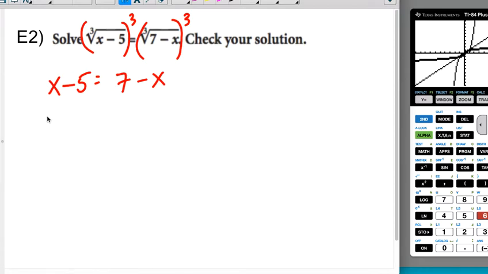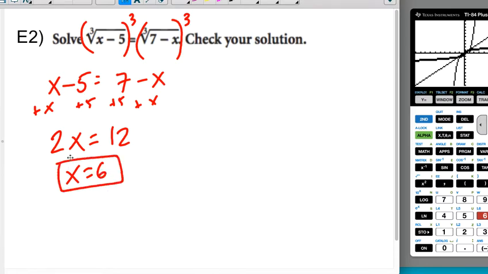I'm going to move all my x's to one side, so I'll add the x over here, and I'll move the 5 to the other side. I'm going to get 2x equals 12, so x should be 6. Right? And we're going to double check that our solution works.